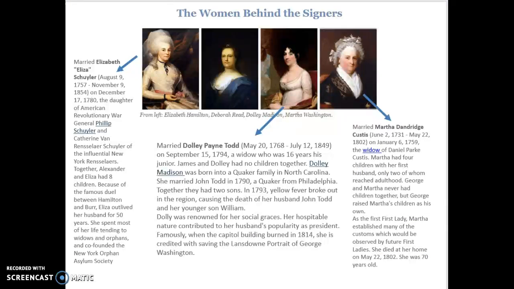As I finish this up, I want you to know there are always women behind the men, and here are some of those prominent women that were behind the men. And as we look at Alexander Hamilton, you can see his wife, Eliza.